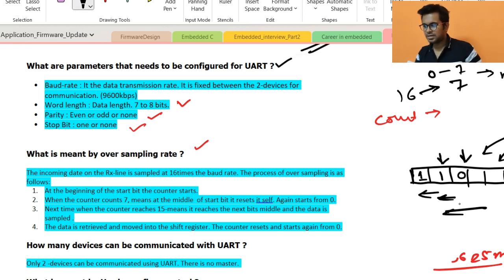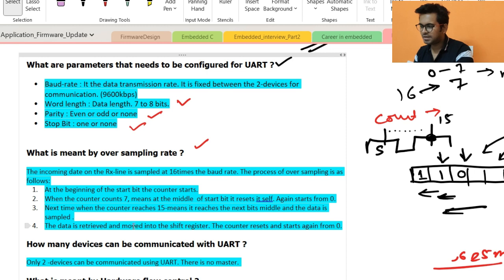That I told you, right? Suppose this is a start bit and this is the next. If it is at the middle and from here it will start counting to 16 times, so when it is at 15 it reaches the middle of the next bit, and at that time the capture will happen.